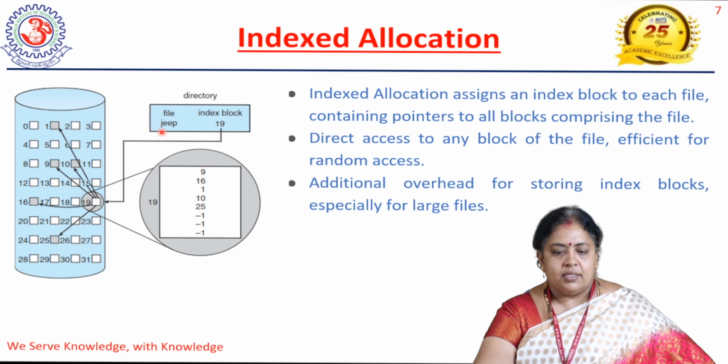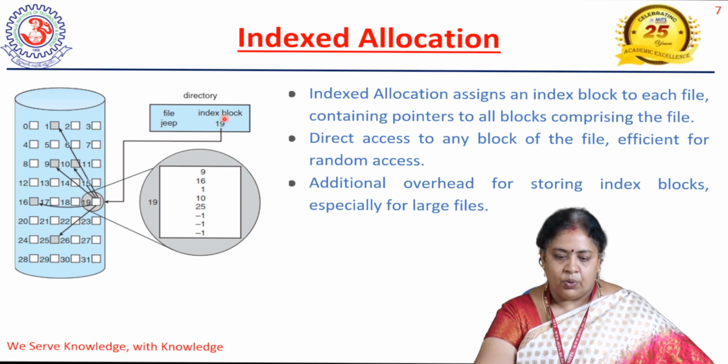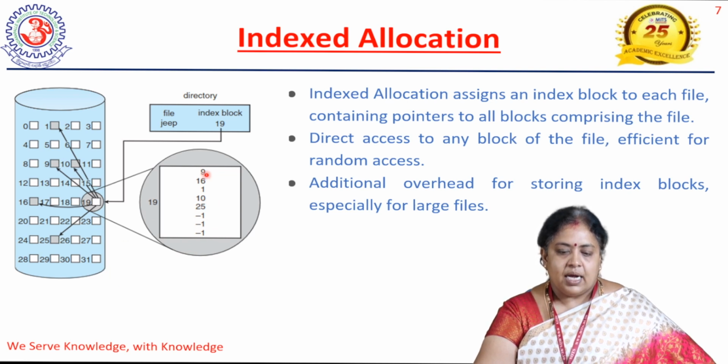See, here zip is a file. Here we have dedicated the 19th block as an index block. The 19th block contains the addresses. The starting block will be the 9th block, then from the 9th block we have the data in the 16th block. Then continuing, the 1st block, then the 10th block, then the 25th block. Understand? And these are null; these are the empty blocks. A null pointer means empty blocks.